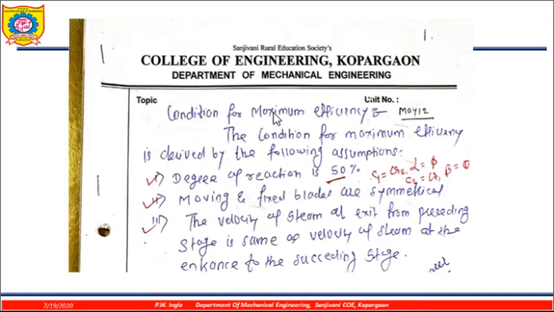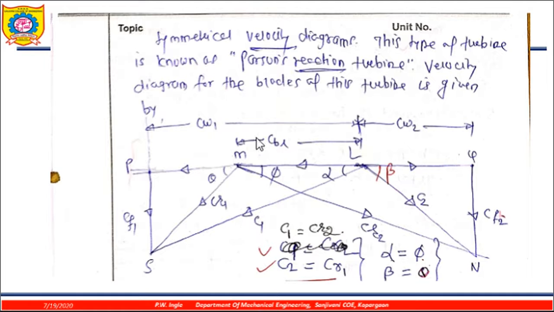The condition for maximum efficiency we will discuss in the next lecture. In short, the degree of reaction is 1 by 2, that is 0.5, only if alpha equals phi and beta equals theta. For alpha equal to phi, C1 equals Cr2, and for beta equal to theta, C2 equals Cr1. This is known as the Parsons reaction turbine. So today we will stop here, and in the next lecture we will discuss the condition for maximum efficiency for the reaction steam turbine.